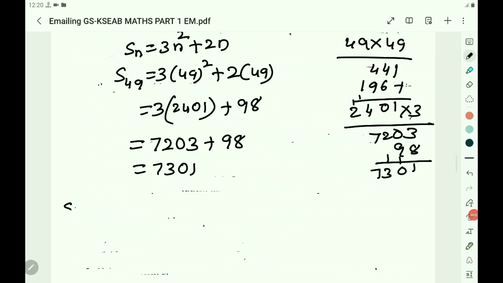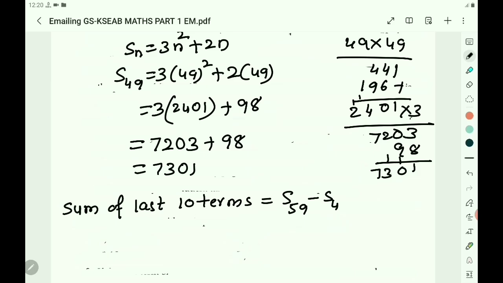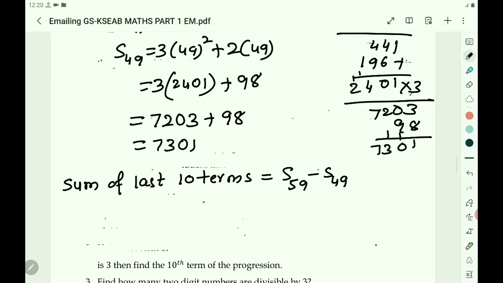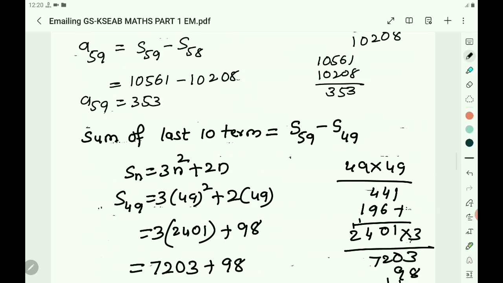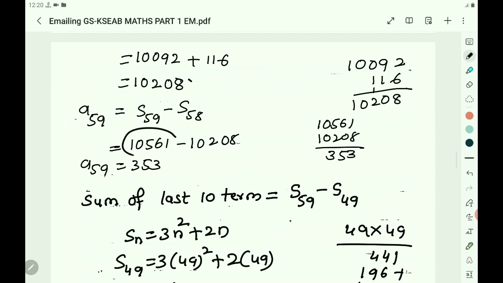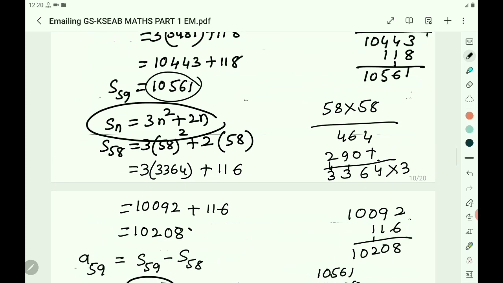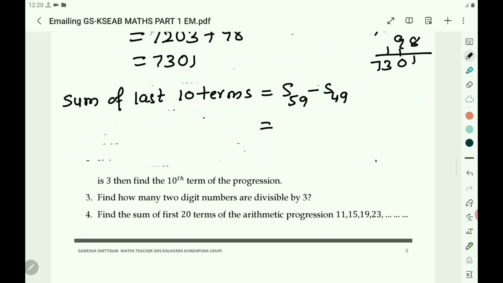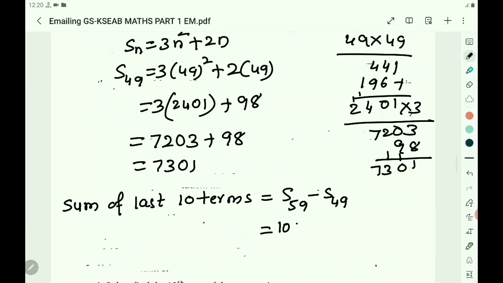Then you write sum of last 10 terms equals S59 minus S49. S59 is 10,561. 10,561, you got it already. 10,561 minus S49 is 7,301.